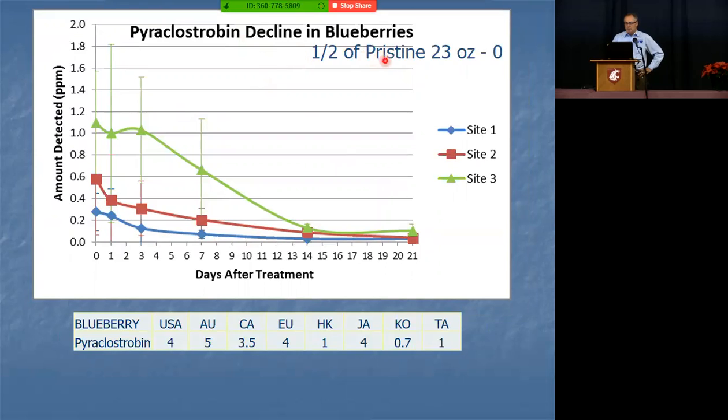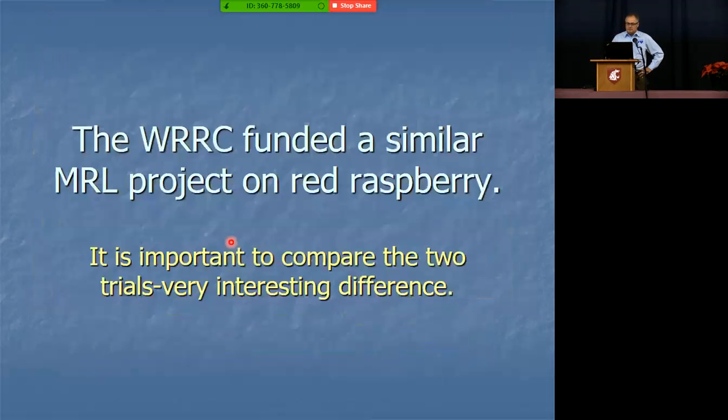Pyraclostrobin, the other half of Pristine. The US is 4. Here's Hong Kong. We can go into Hong Kong. We can go into Taiwan. We can go into Korea if you wait 10 days. So with this data, it really opens up some of the products that we can use.